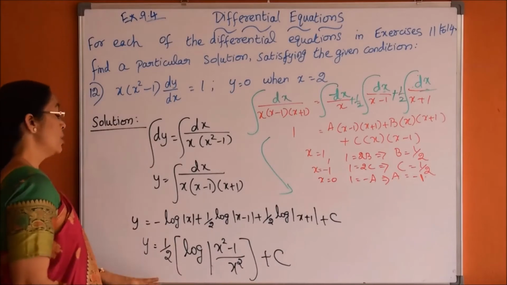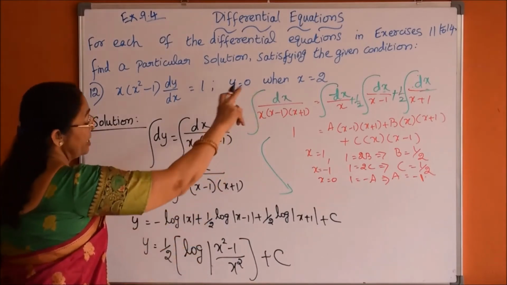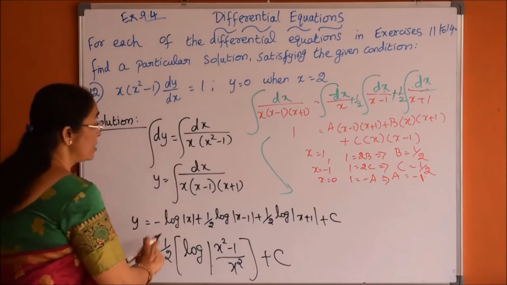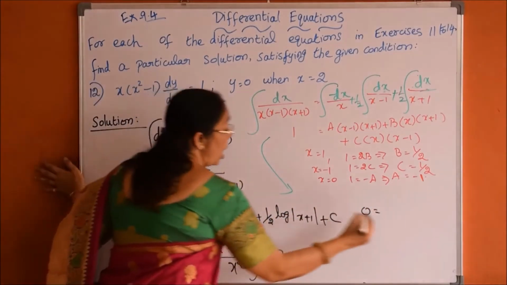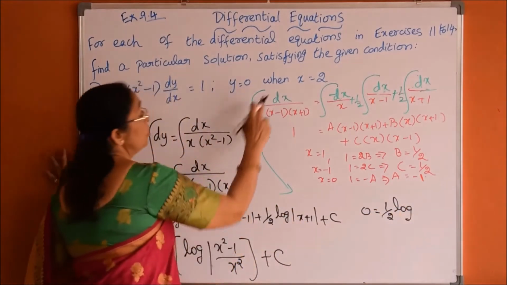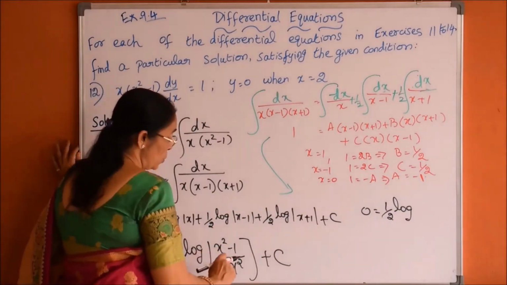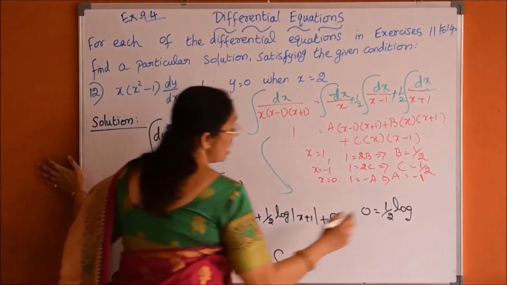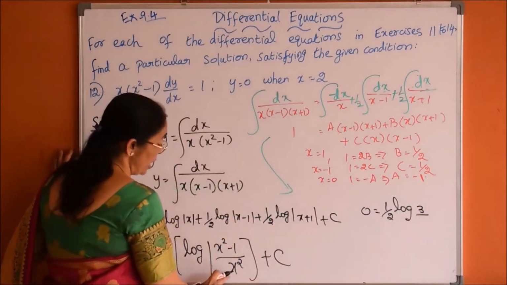Now our aim is to get the value of c. Now x is 2 and y is 0. So 0 equals half log of (2² − 1), here we will get 4 − 1, which is 3, divided by x², 2², which is 4.